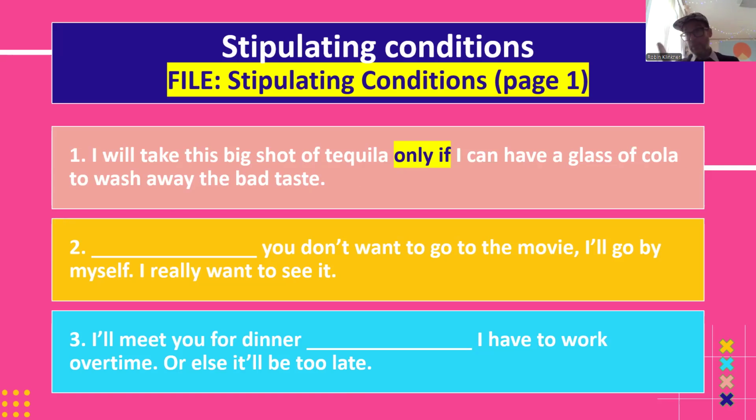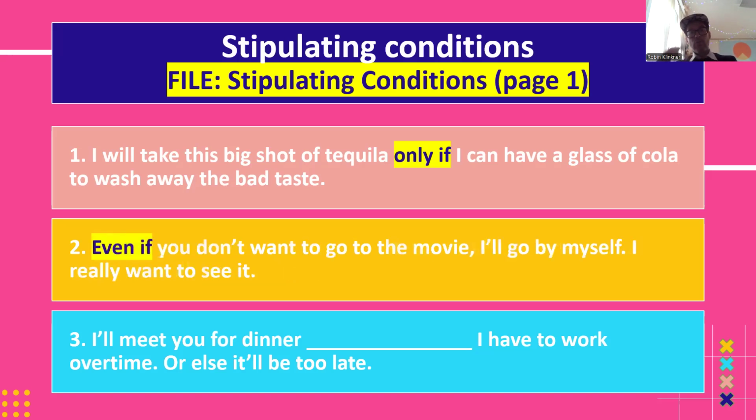Blank, blank, you don't want to go to the movie. I'll go by myself. I really want to see it. So this sounds like I don't need to see the movie. I don't need to have a partner to watch the movie. I'm gonna watch the movie even if I'm by myself. So even if you don't want to go to the movie, I'll go by myself. I really want to see it. And like I said, only if, even if, all 3 expressions are used here.